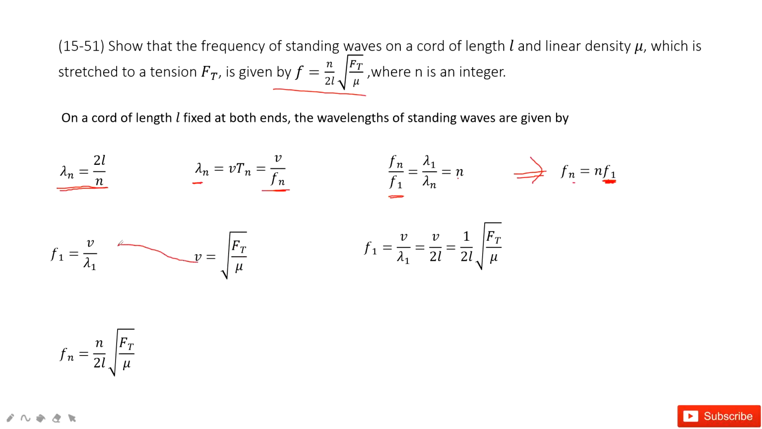So we input the V and lambda 1 equals 2L, and then we get a function for F1. Looks like this one. Agree? Now input F1 in this function, we get this Fn, looks like this one. Exactly. So in this one, we can see the frequency for the n nodes is just equal to this function. N is an integer. Thank you.